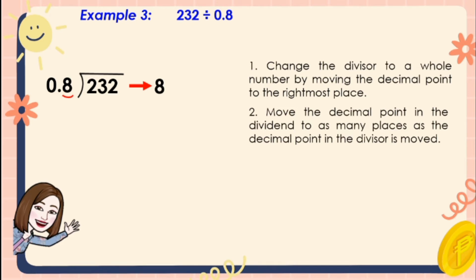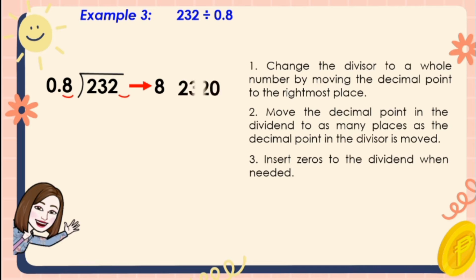Step 2. Move the decimal point in the dividend to as many places as the decimal point in the divisor is moved. Since sa divisor ay one time lang tayong nag-move, ngayon, ganun din sa ating dividend. Number 3. Insert zeros to the dividend when needed. So, yung 232 natin, magiging 2,320.